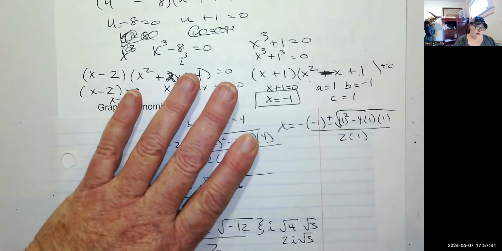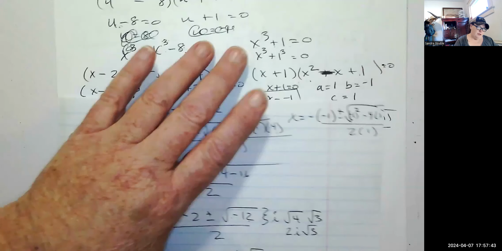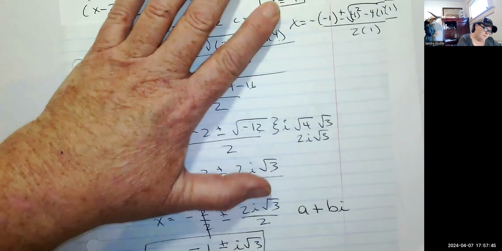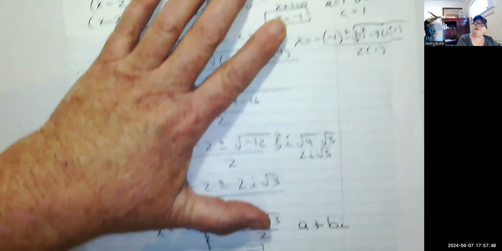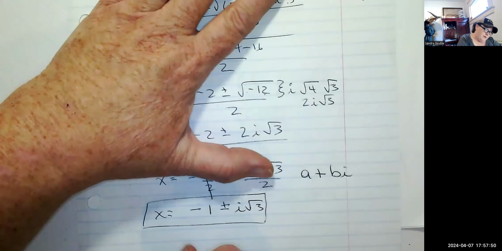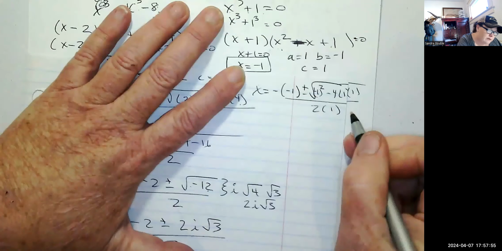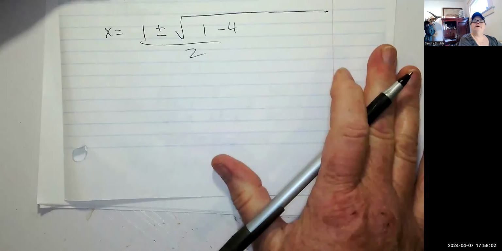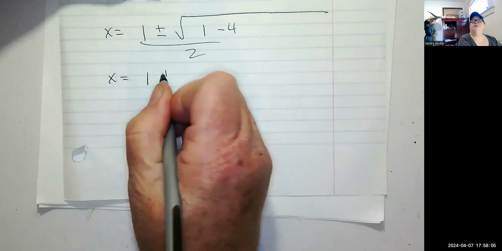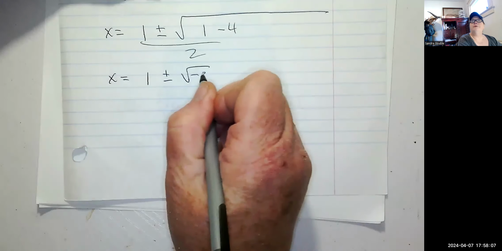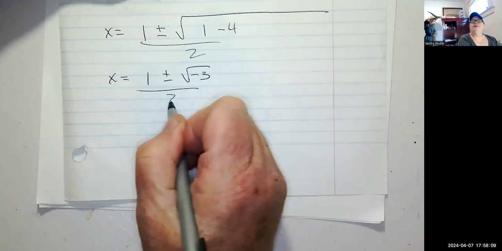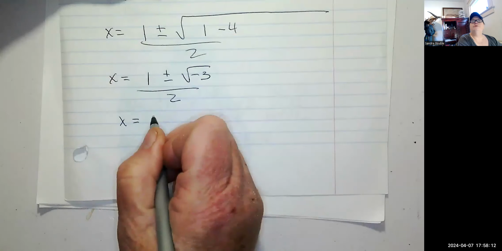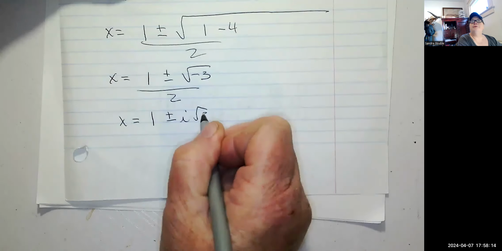My goodness, I need more space. Now I'm going to lose this. I'm going to rewrite this real quick for y'all. X equals, negative times negative is a +1, plus or minus the square root of 1 minus 4 times 1, and all that's over 2. Let's get this where we can see. So that's x equals 1 plus or minus the square root of -3, over 2. X is equal to 1 plus or minus i square root of 3 over 2.